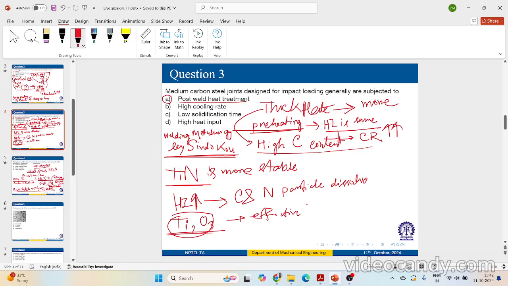So this will be effective nucleation site for ferrite structure.